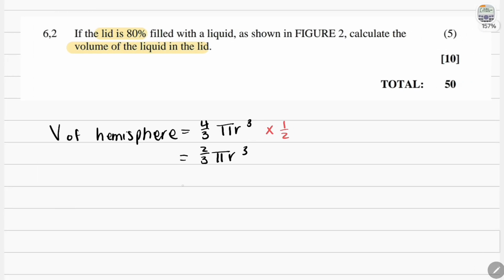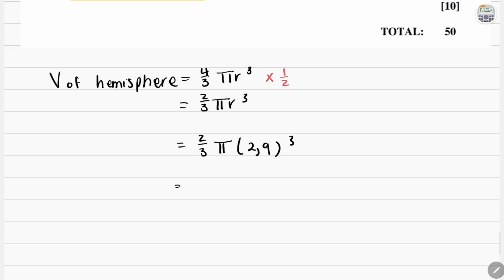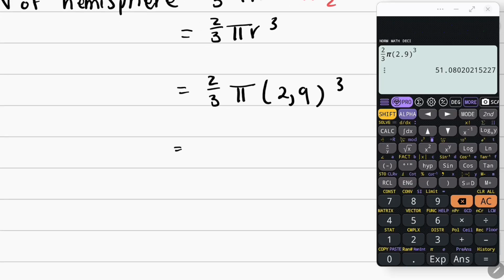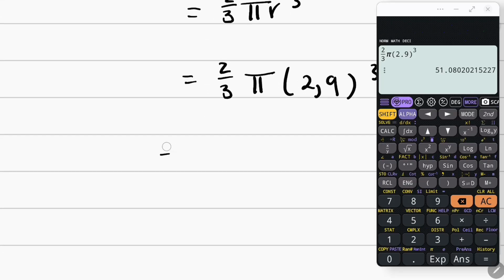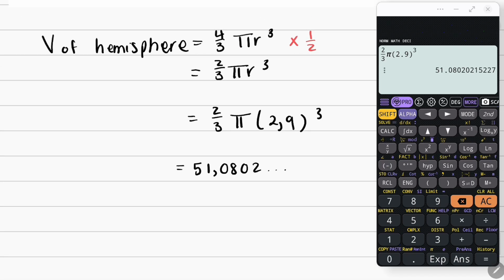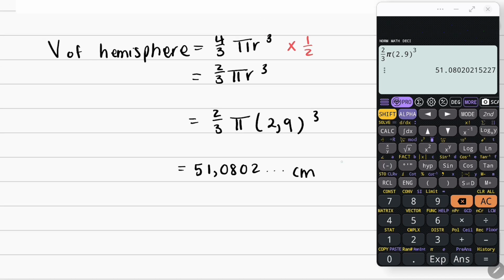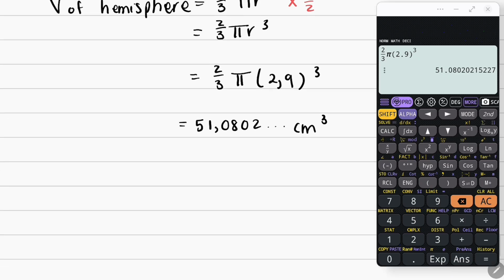Let's find the volume of that hemisphere first. So this is 2 over 3 pi, and then we know the radius is 2.9, okay, then all cubed. And we'd get this first. Okay, so I shouldn't round off in this situation since we still have to find out what 80% of this is. So I'll just leave it as 51.0802 and I'll just leave it like that. And this is in centimeters cubed because it is volume.